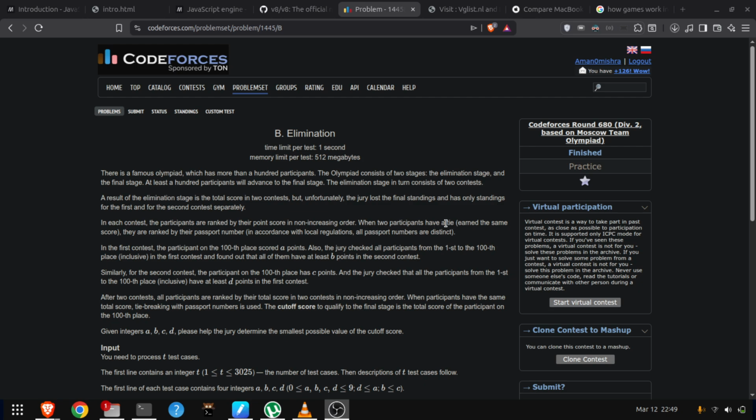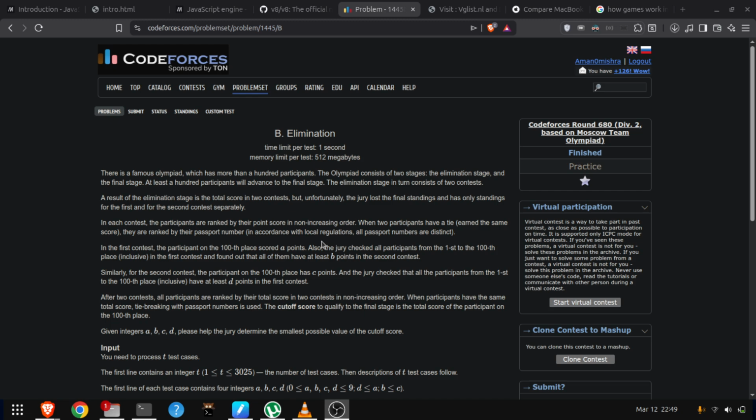When two participants have a tie, meaning they earn the same score, they are ranked by their passport number. In accordance with local regulation, all passport numbers are distinct.